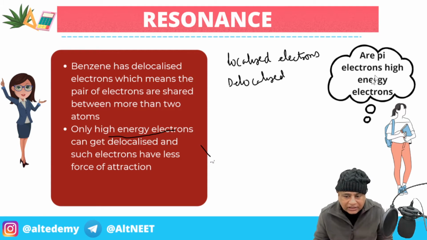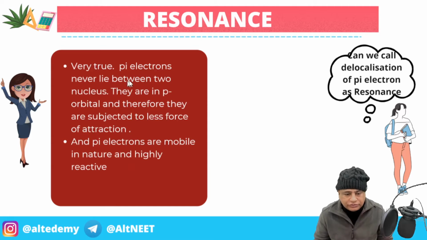You can very well ask, are pi electrons high energy electrons? Very true. Pi electrons never lie between two nuclei. As you know about the pi electrons, they never lie between two nuclei. They are in pure p orbitals, and therefore they are subjected to less force of attraction. And pi electrons are mobile in nature and highly reactive.